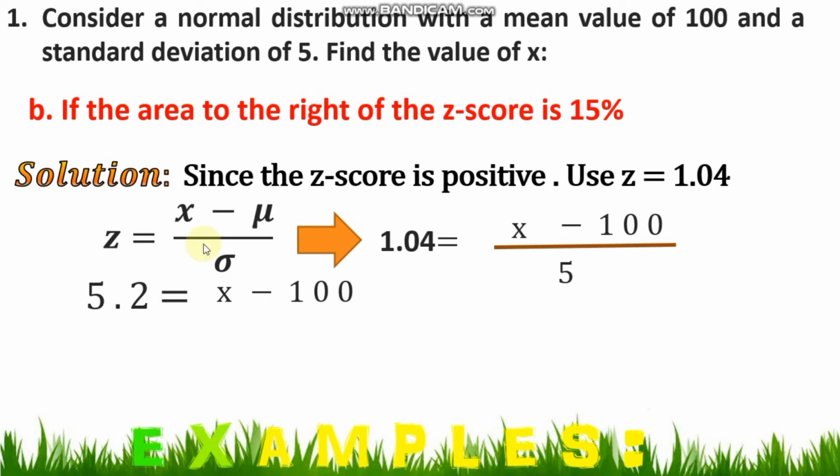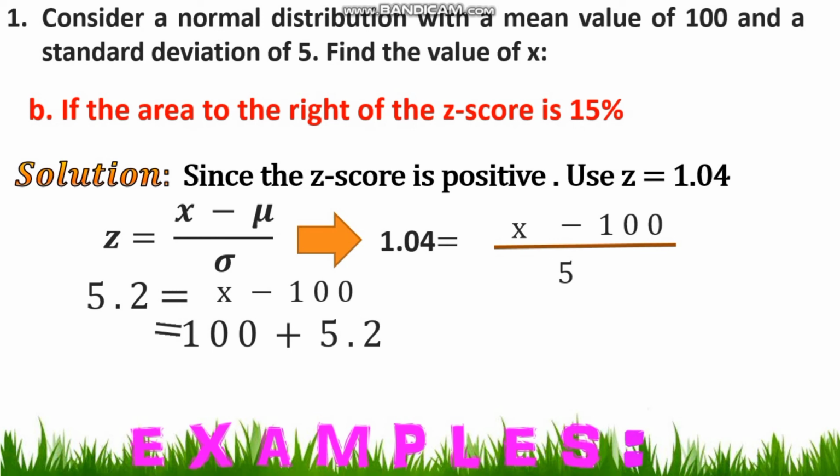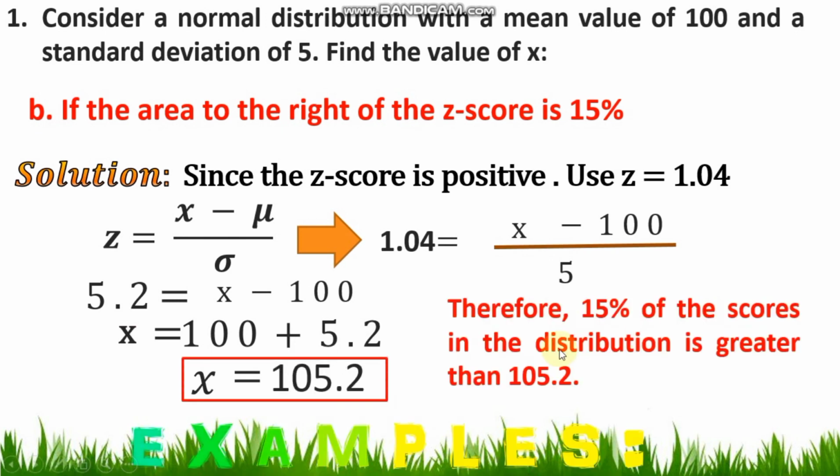Transpose negative 100 and then just write your variable on the left side to make it formal. So we have 100 plus 5.2. Ayan. Positive naman yung 5.2. That is equal to x. So 100 plus 5.2, that is equal now to 105.2. Therefore, the 15% of the scores in the distribution is greater than 105.2 kasi nga z is to the right.